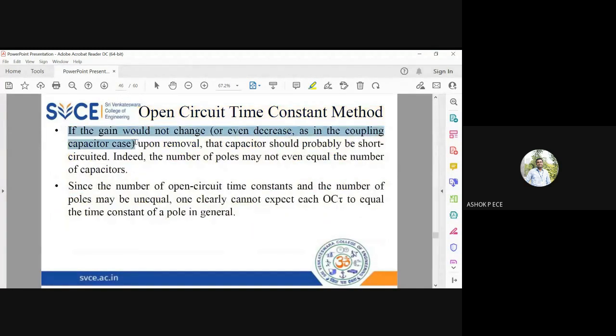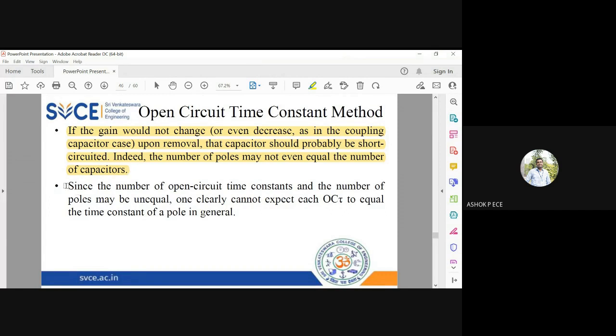So if the gain does not change upon removing the capacitor, then the capacitor should probably be short circuited. So that is the thing. Even after opening or shorting the capacitor, if the gain is not reducing by so much, then you can assume that the capacitor is not going to play a role.